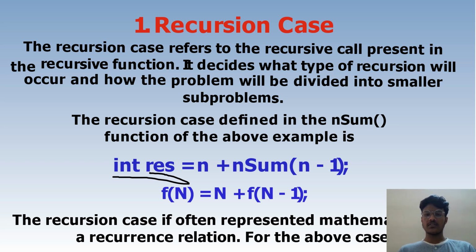The recursion case is defined as in the nsum function of the above example: int res, where res refers to the recursion, is equal to n plus nsum of n minus 1. Then f of n is equal to n plus f of n minus 1. The recursion case is often represented mathematically as a recurrence relation for the above case.